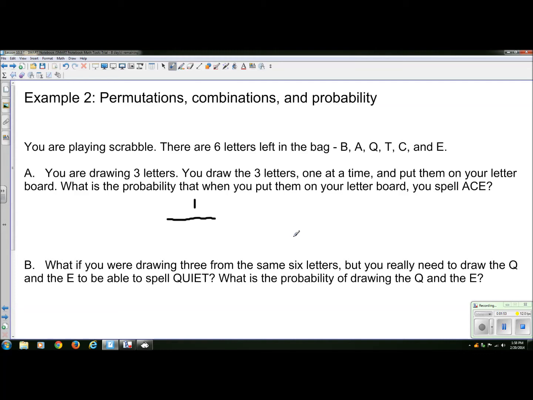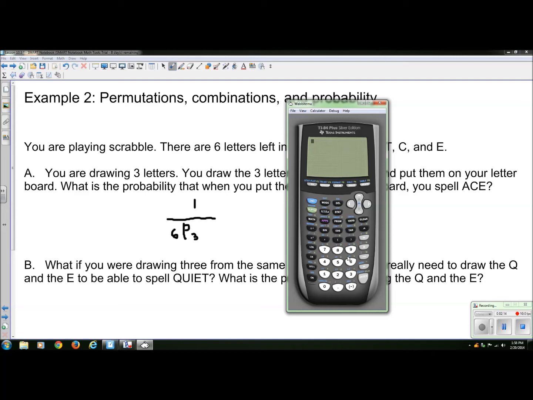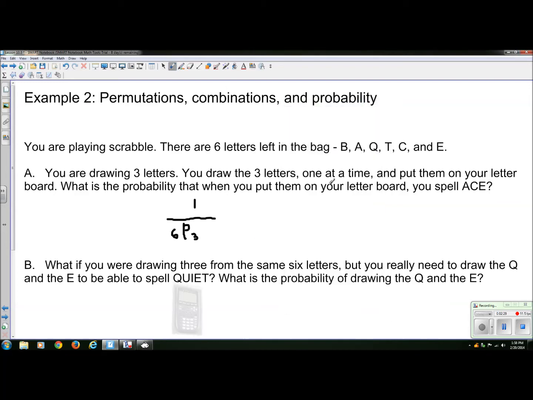But now we need to know what's in our denominator. Well, what are we talking about here? We're talking about how many different orders we can pull those letters out in. That's permutations, because order matters. And therefore, we're going to need to do 6 permute 3 in the denominator. So let's go to our calculator and go to 6 permute 3. That gives us 120. We have 1 over 120. That's the probability of spelling ACE.